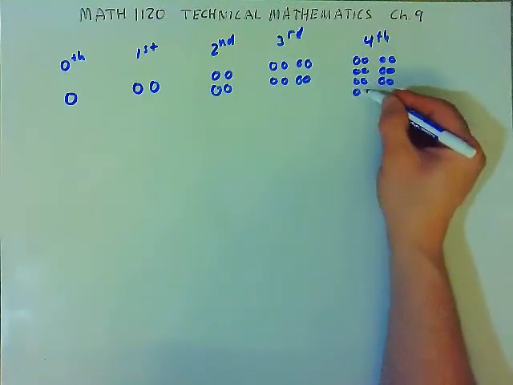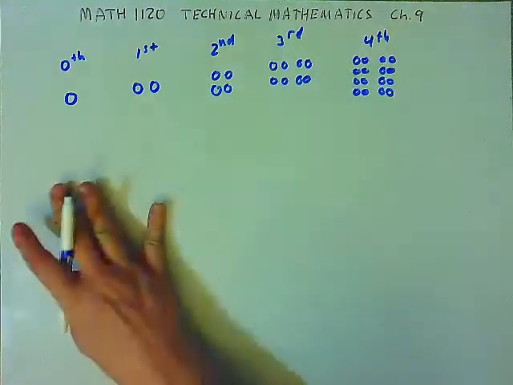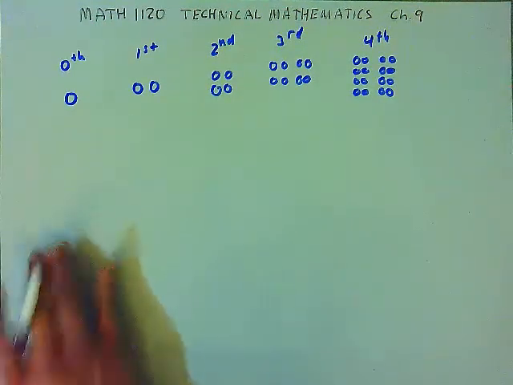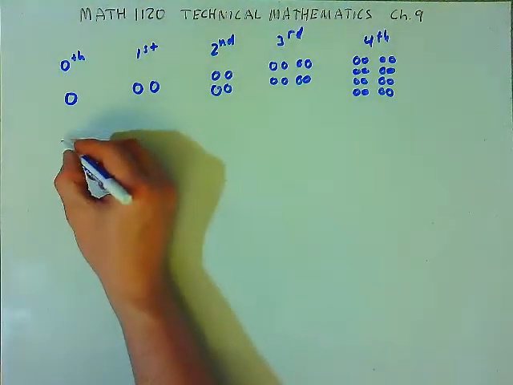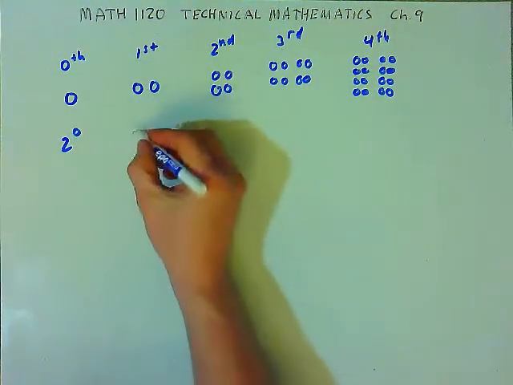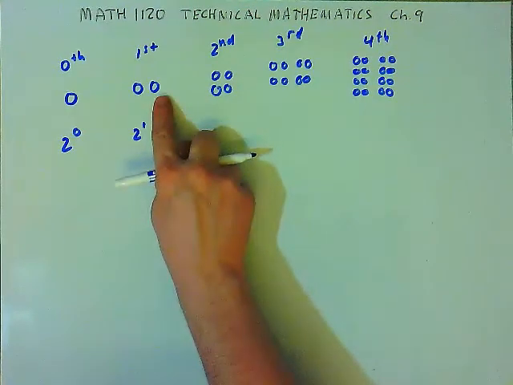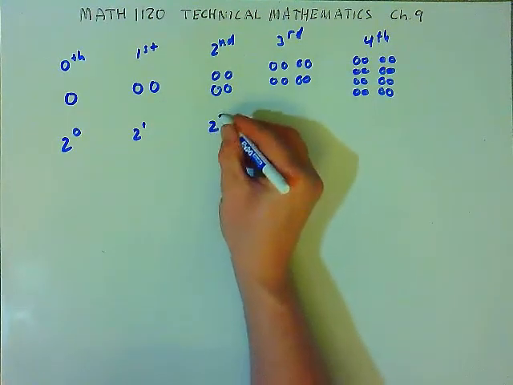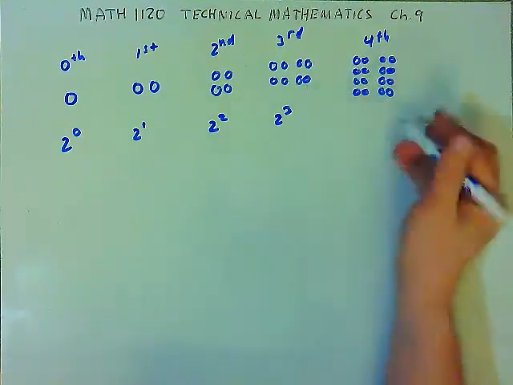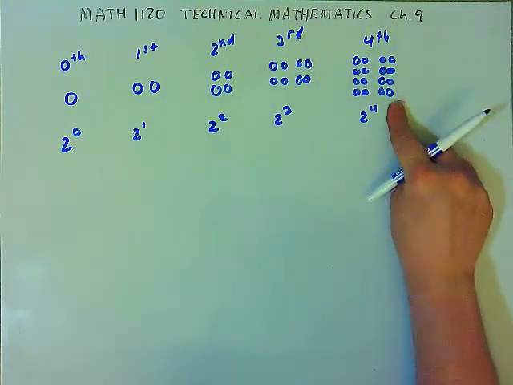And now you'll have 16. And so this is an example of an exponential function. And so this is following the pattern of 2 to the 0th power, which is just 1 cell. 2 to the first power, which means you have 2 cells. 2 to the second power, which is 4. 2 to the third, which is 8. And then 2 to the fourth, which is 16.